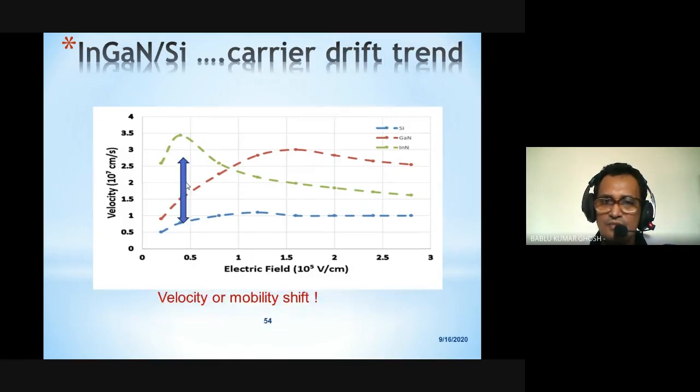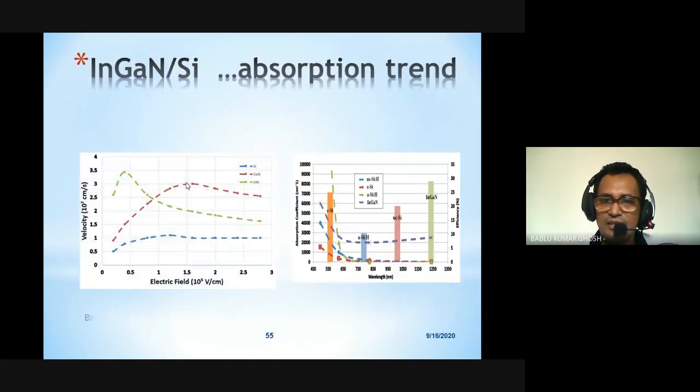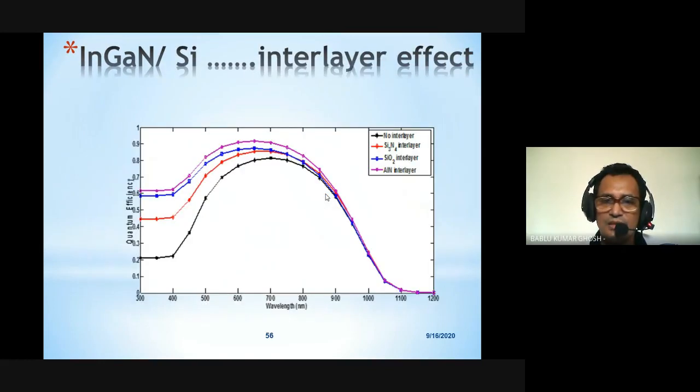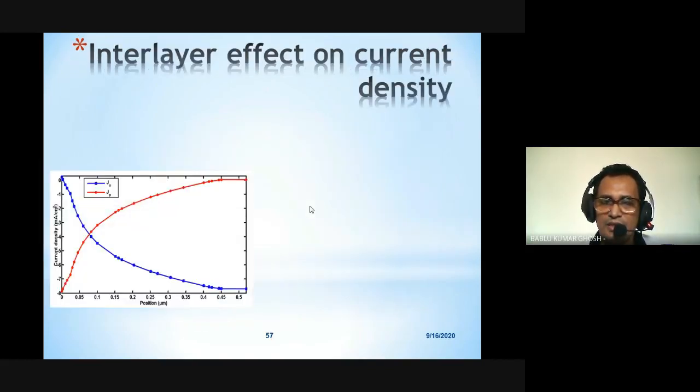You can see here that the shift of the current density due to the introduction of indium gallium nitride on the silicon can ultimately promote the energy efficiency. And you can see here that the effect of the utilization of indium gallium nitride is very significant compared to crystalline silicon. So from that perspective, if we consider different interlayers for introduction of indium gallium nitride on silicon, we also published it in a journal that shows that no interlayer, the aluminum nitride and silicon dioxide interlayer is more significant to get current density uniformity.